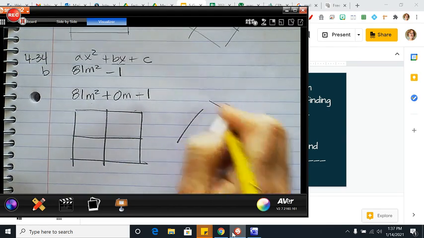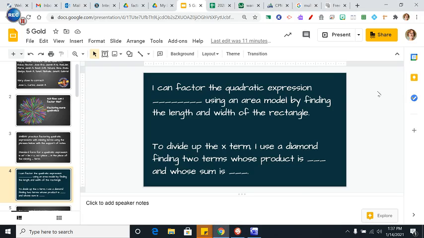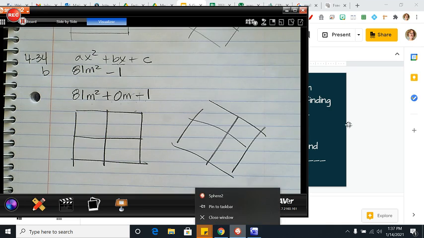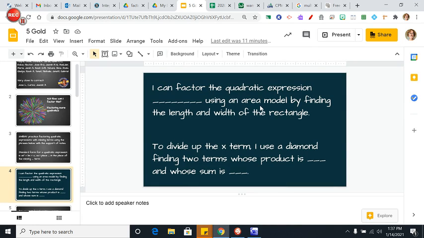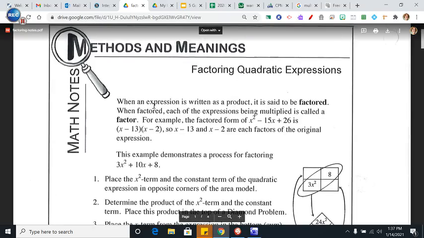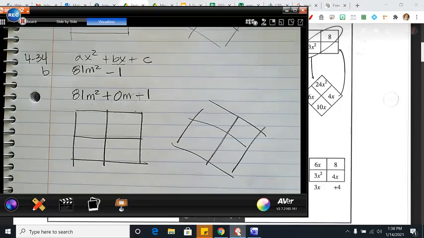Then you just follow the same steps: you do your area model, you do your diamond, you use your notes, and you use these sentence stems. You can factor the quadratic expression 81m squared plus 0m minus 1 using an area model, finding the length and the width of the rectangle. So you want to use your notes, factoring quadratic expressions, and try to do this exit ticket using those notes.